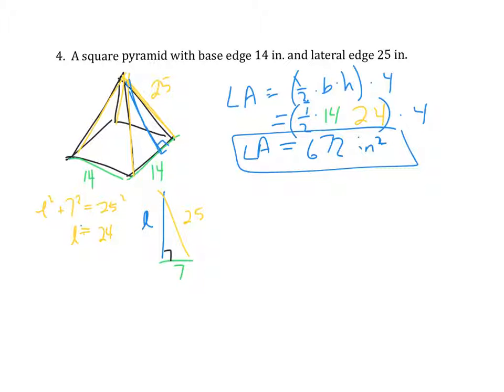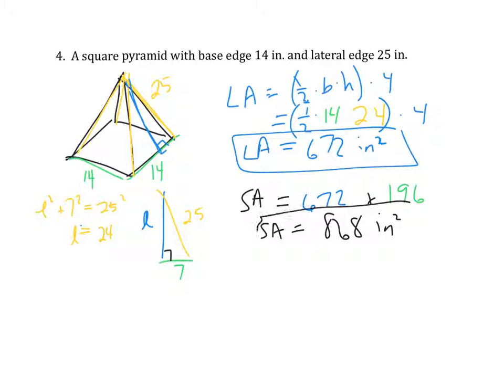Base area is going to be 14 squared, which is 196. So my total surface area is going to be the 672 plus the base area, which is 196. Again, that's my base area, for a final surface area of 868 square inches. And now I'm on to volume.